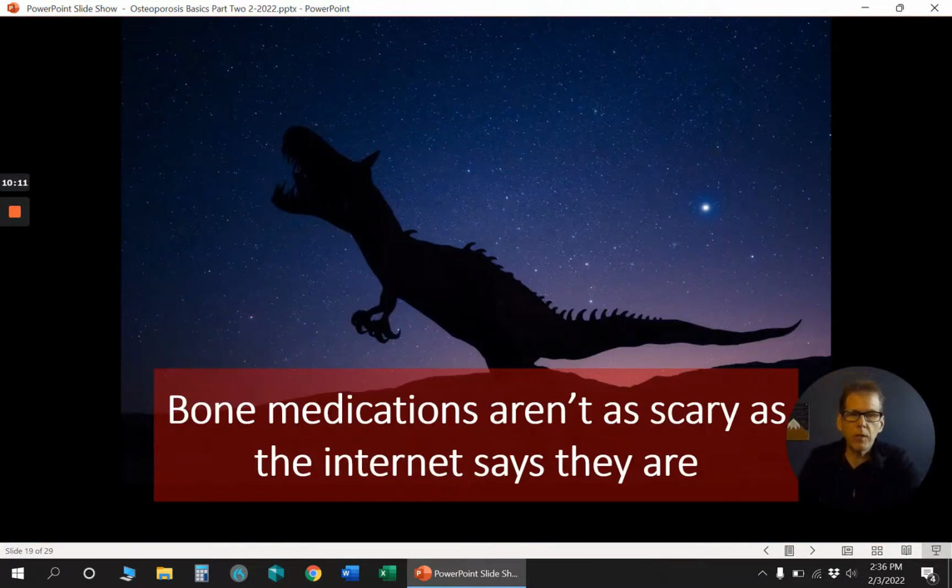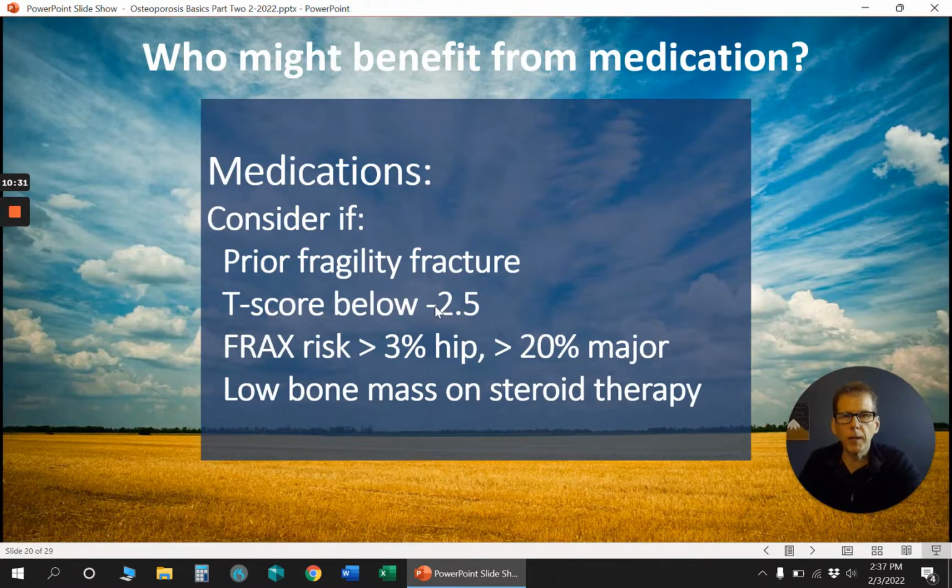So what I will tell you is that bone medications, osteoporosis medications, are not as scary as the internet says they are. Kind of like statin therapy for cardiovascular disease, I think osteoporosis medications have, in certain corners of the internet, a bad reputation, and unfortunately some of that is based on misinformation. So let's talk through that a little bit here.